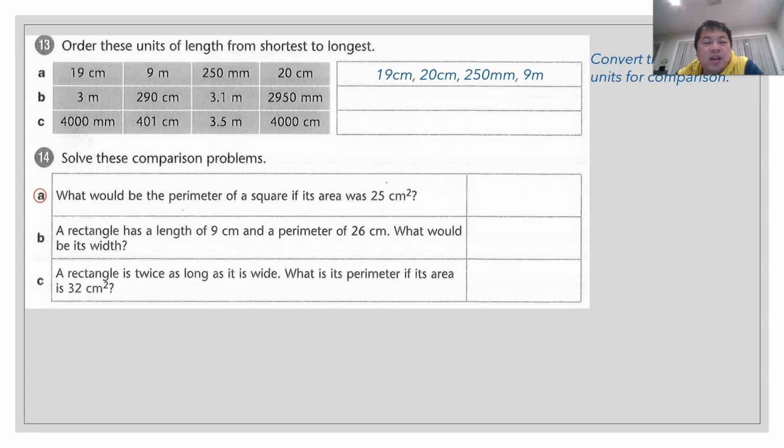I'm going to use question 14a as an example. These are problem solving questions, so think through carefully how to solve them. In 14a, you're given the area of a square. Bear in mind, when you're given area, you have to ask yourself, what times what will give you 25? It's 5. The proper term is square root. The square root of 25 is 5, so the side of the square is 5 cm. To get the perimeter, you just need to add the 4 sides. You get 20 cm. That's the answer.